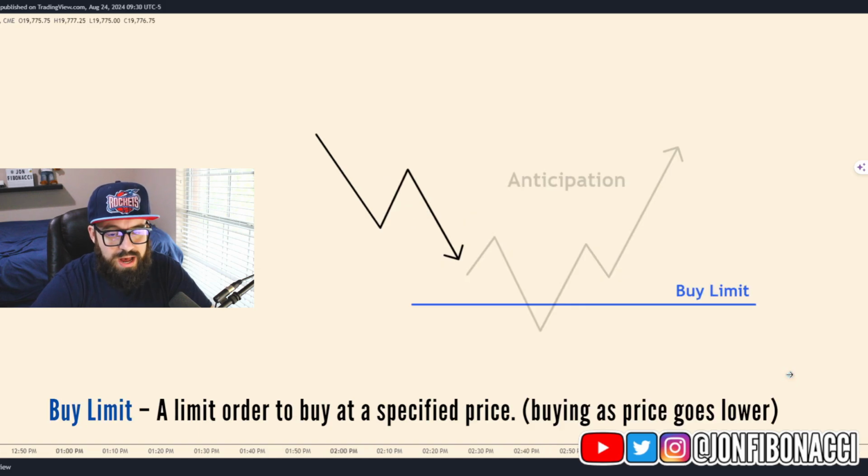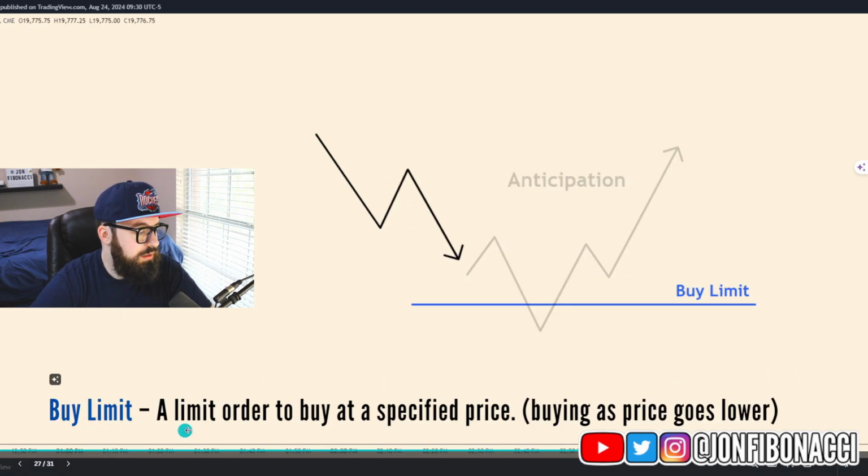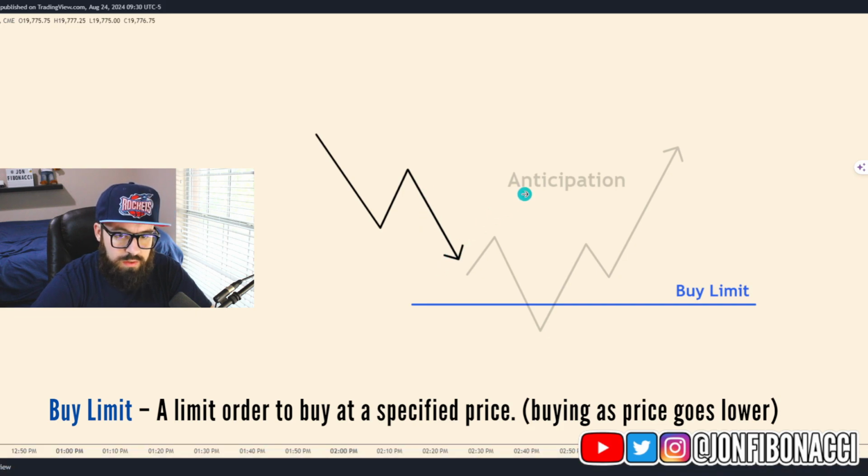Next up is a buy limit. A buy limit is a limit order to buy at a specified price. In layman's terms, you're buying as price goes lower. So if the market is currently, say, right here, and there's a reason I turned down the opacity, as if this has not happened yet. So this is your anticipation. Say you think the market is going to trade lower to this specific price.